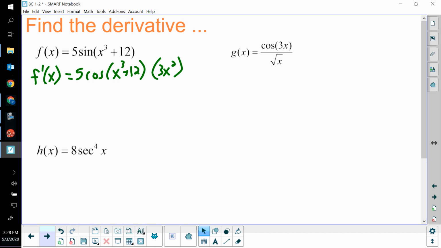Now, if it's a free response question, you could leave it like that. If it's a multiple choice, it's probably going to be neatened up. They would probably have 15x squared cos of x cubed plus 12.